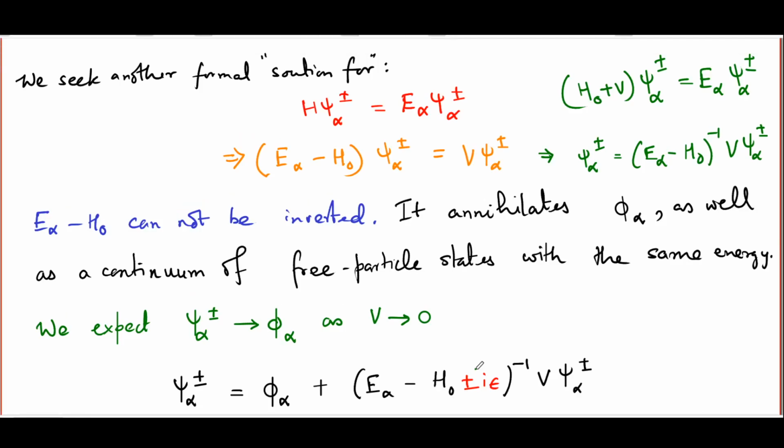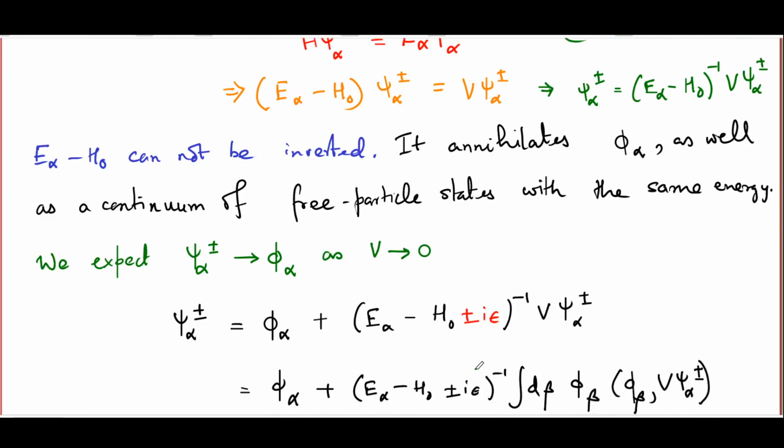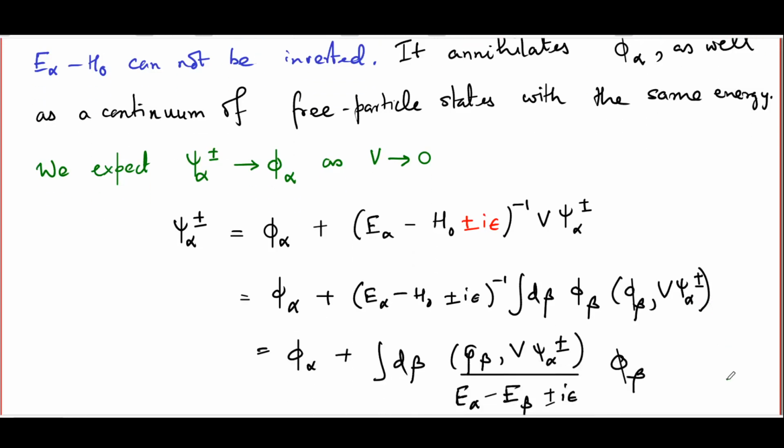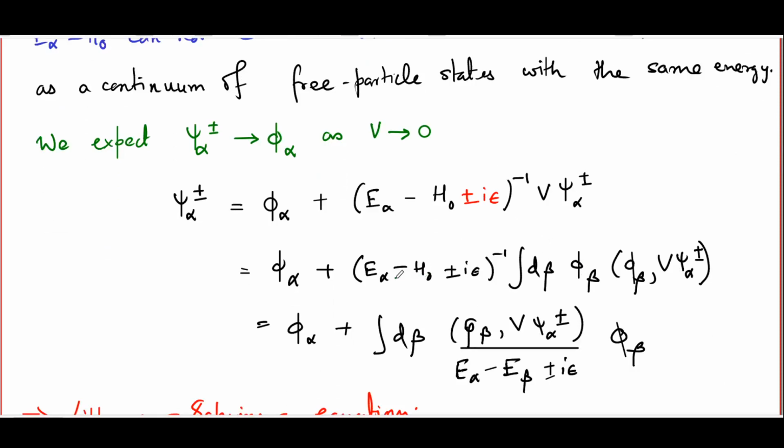Now this V acting on chi alpha plus minus is a vector in our Hilbert space. So according to the completeness of the phi alpha states, we can write that down as an expansion over the phi's. So here we have integral over d beta. Let me remind you once again that in the last lecture we had introduced this notation that an integral over d beta would actually mean integral over all the three momenta involved in the label, as well as summing up over all the sigmas and all the n's, times phi beta times this particular matrix element or inner product phi beta with V chi alpha plus minus. And because the phi beta are H0 eigenstates, we can make this operator E alpha minus H0 plus minus I epsilon inverse act on phi beta and give you this denominator here.